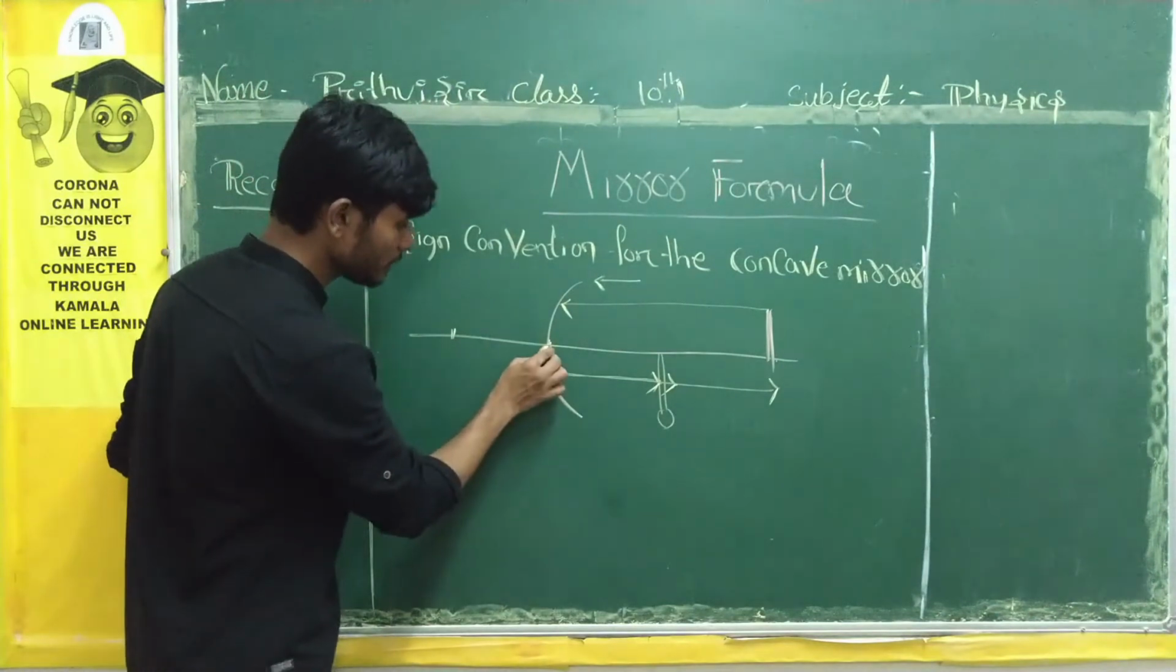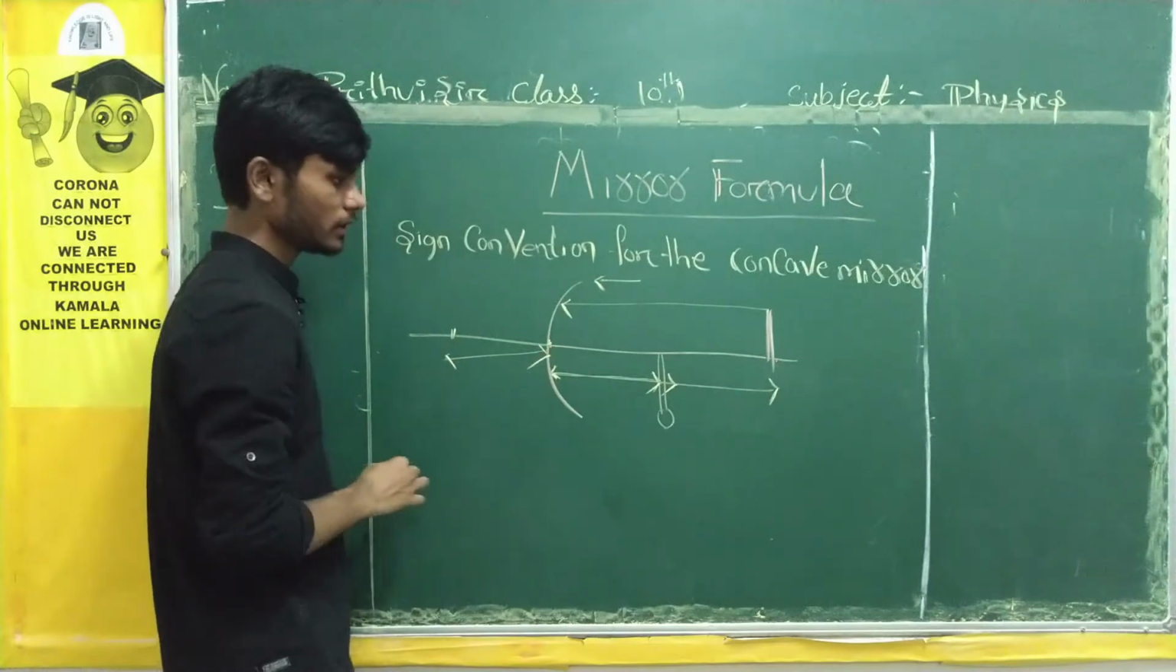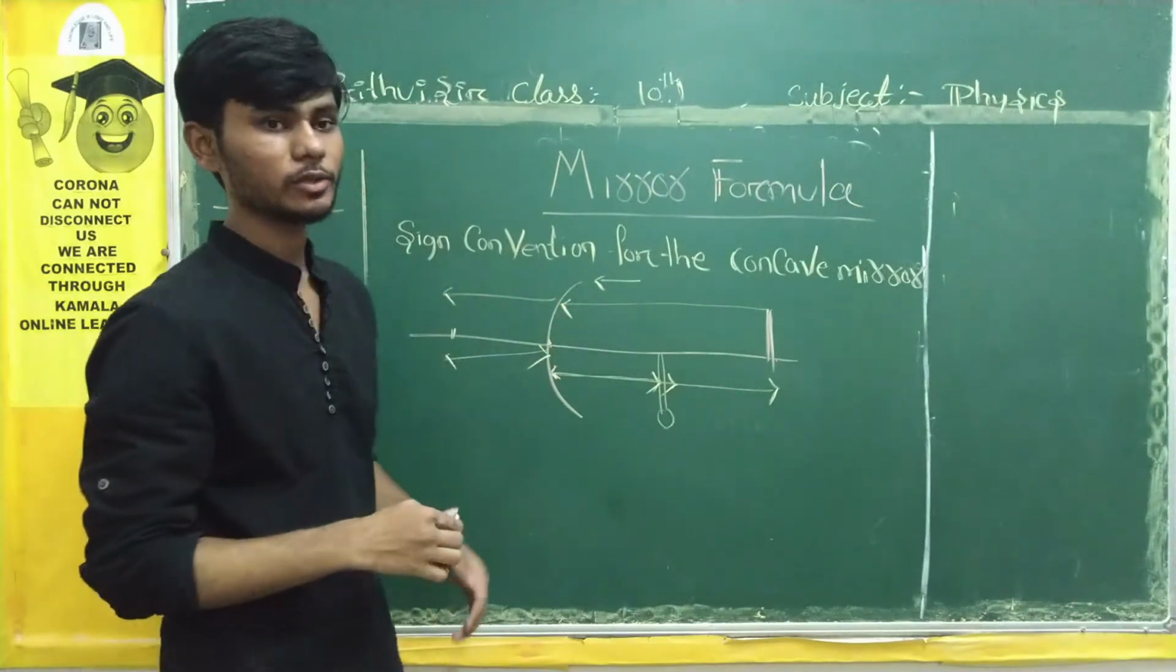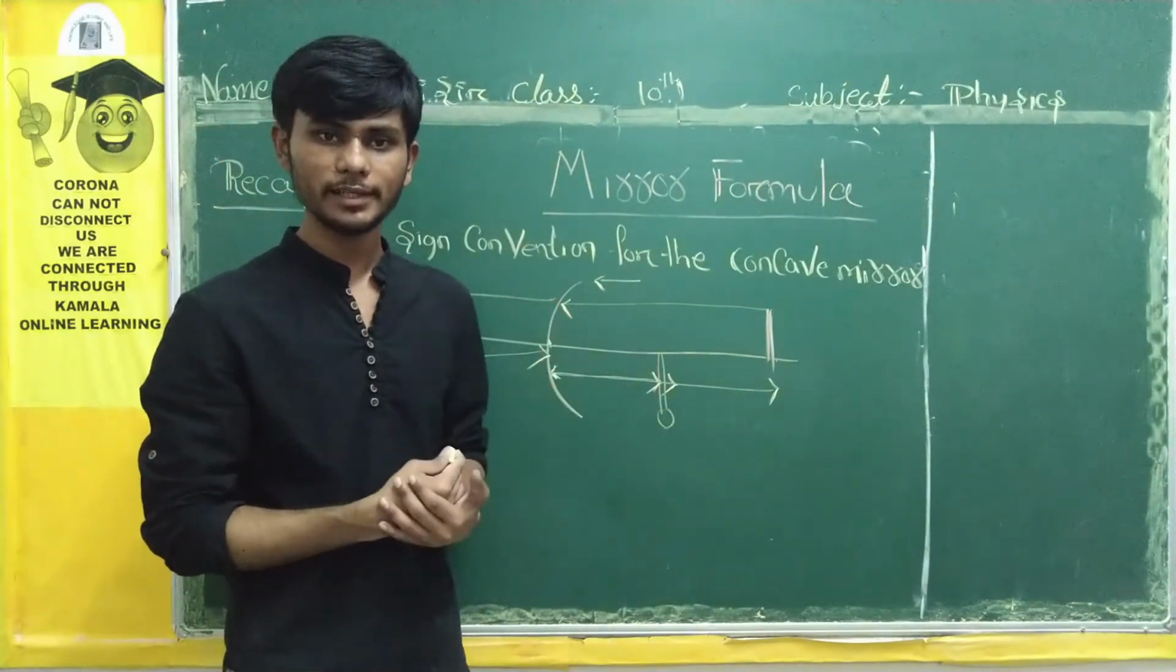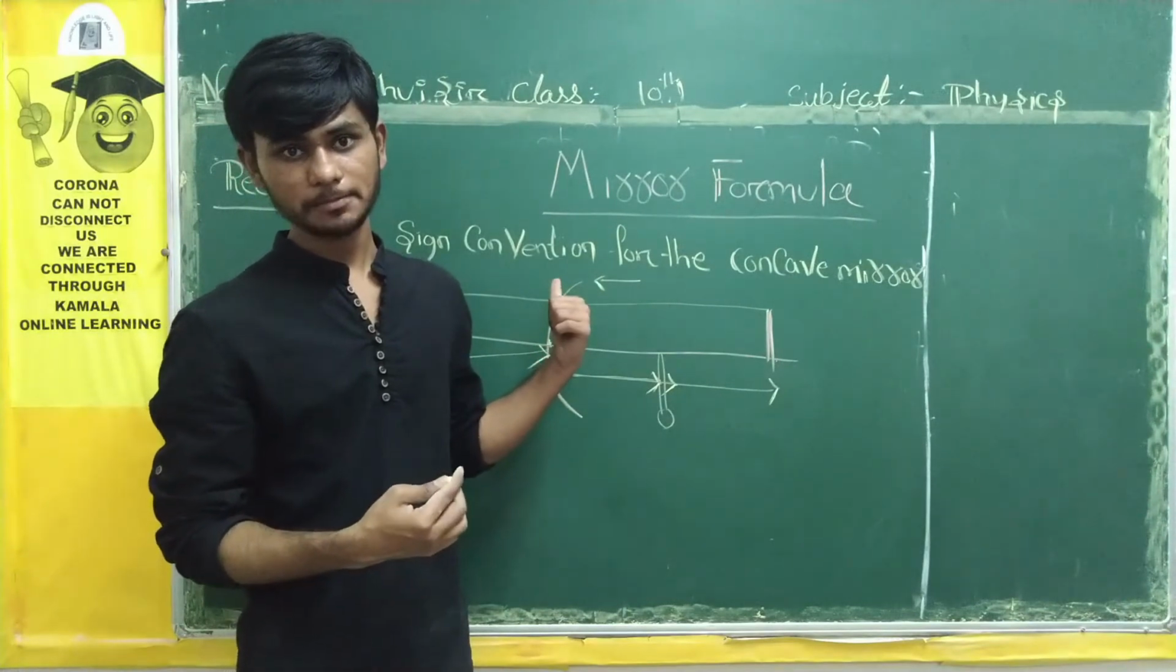Suppose the image is formed here. Then how will you measure? From pole to here, right? And the direction of light is also okay. You are going with the flow of the direction of light. So in that case, you will take it as positive.